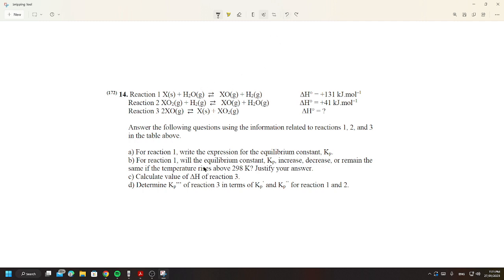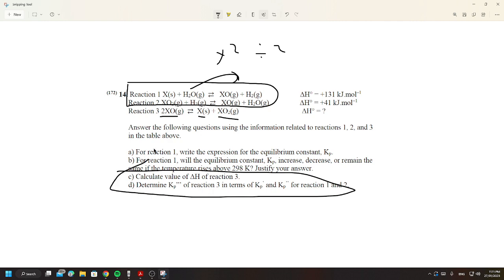So here you want the delta H of reaction 3, so you want XO to be on the reactant side, and then X solid and XO2 gas to be on the product side. Why do I keep mixing up products and reactants? Oh my god. So you're just going to have to look at these two and then flip some things around, or multiply or divide, Hess's law, whatever, you know.